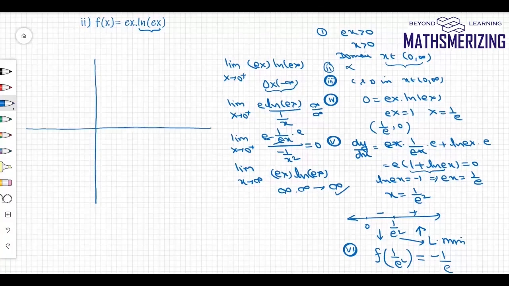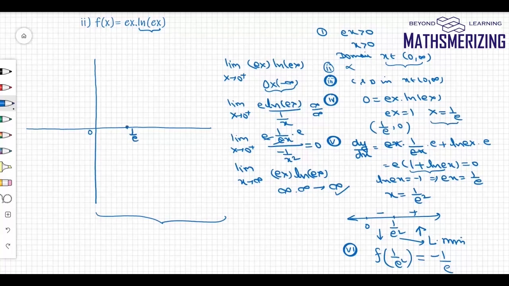Now I'll start drawing the graph. So I've drawn the axes. Now first thing, domain is from 0 to infinity, so this graph will be drawn from 0 to infinity. There is no symmetry in the graph, so it will always be connected, and it's a smooth graph. It will intersect the x-axis at 1, so I'll mark this point.